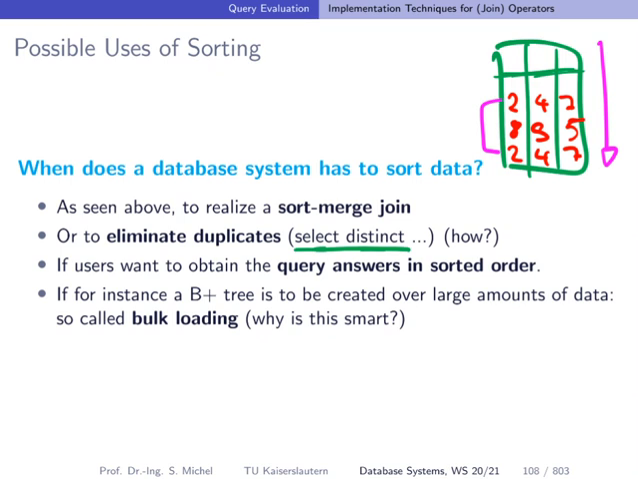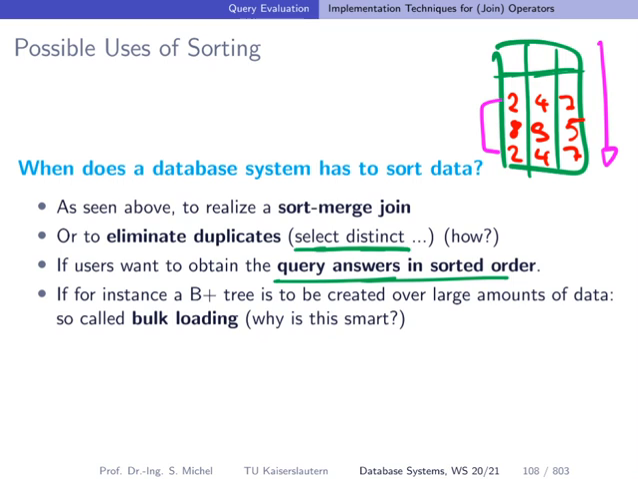When else do you need sorting? Well, a user wants to have sorted answers, right? So ordered by, I don't know, some attributes, you need to have sorting. This is also one case where a database needs to sort.